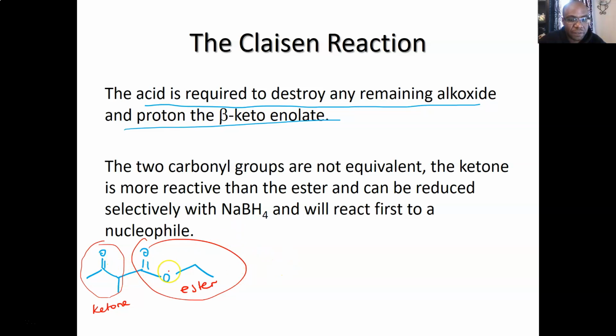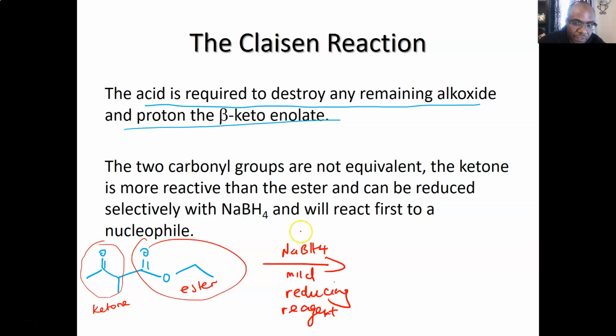Ketones are more reactive than esters. So if you use sodium borohydride in such a reaction, you know sodium borohydride is a mild reducing agent, mild reducing reagent. So this sodium borohydride will only reduce the ketone to the alcohol, but will not touch the ester. It's not strong enough to reduce the ester to an alcohol.